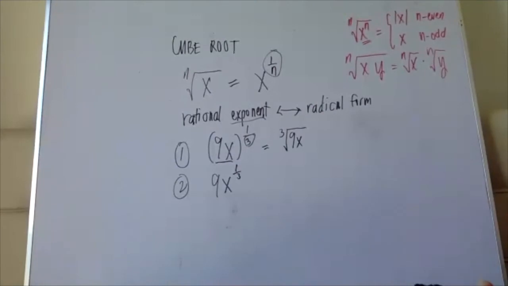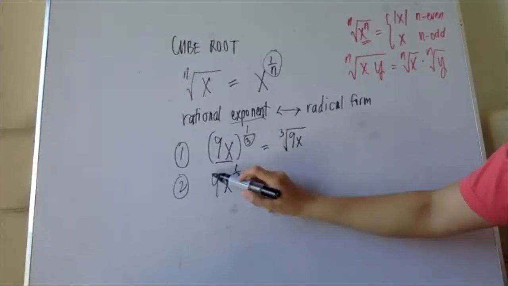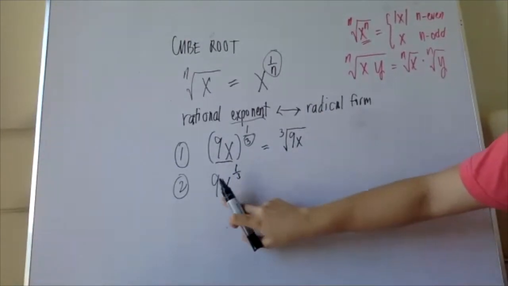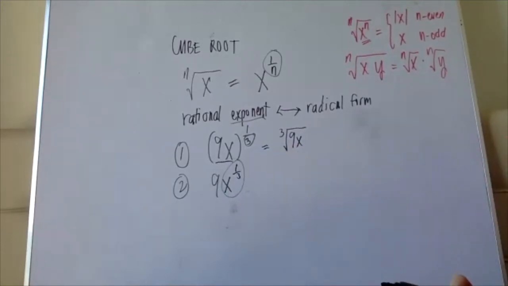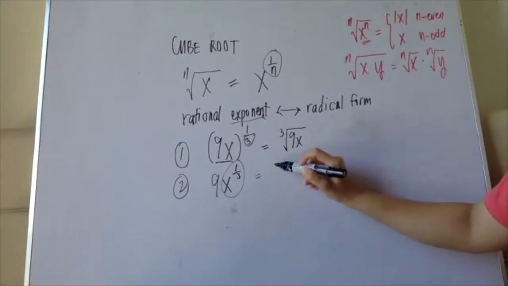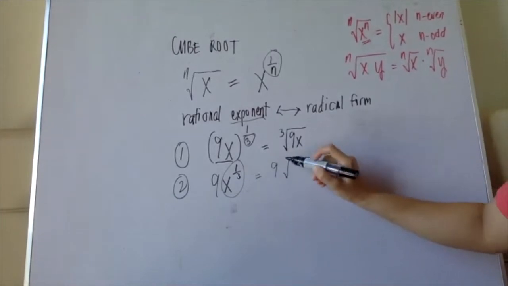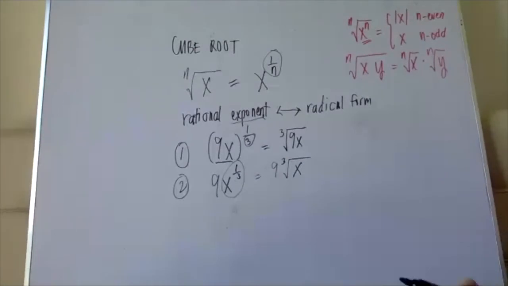Common error din ito minsan. Okay, here guys, hindi naka-parenthesis yung 9x natin. So, hindi siya isang unit. Ito lang yung raised to 1/3. So, here we have 9 times cube root of x. Okay? Actually, yan naman yung gusto ko i-point.